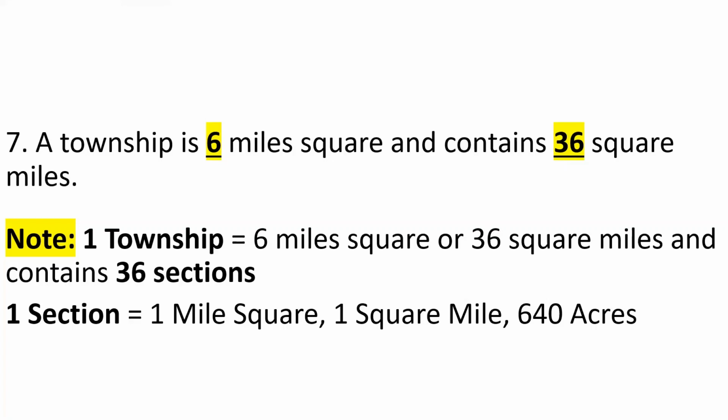Whereas a section, each of those 36 sections would make the 36 square miles, because each section is 1 mile square, all 1 square miles. And remember, each section has 640 acres.